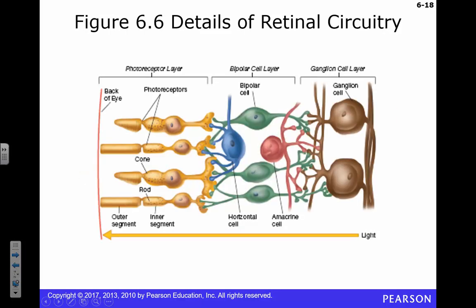All right, here's another detail of that retinal circuitry. Keep in mind rods and cones. And this is a rod because it looks like a rod, and this is a cone because it looks like a cone, are not going to be found intermingled like that, okay? They're going to be separated.